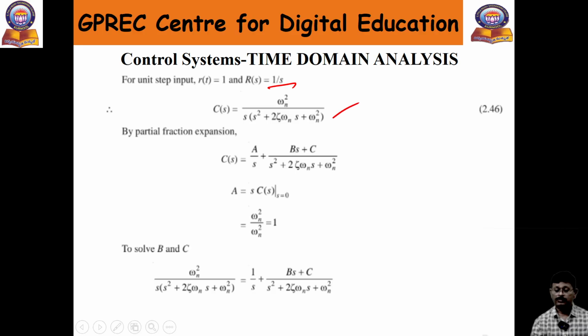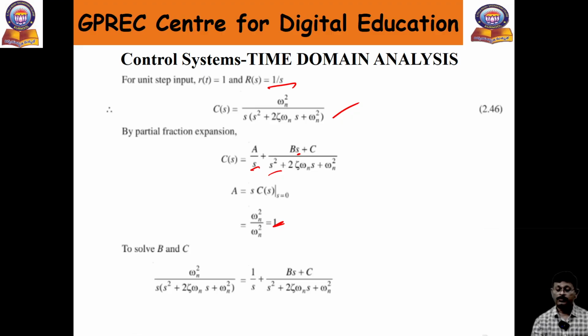Now apply partial fractions: A by s plus Bs plus C over s square plus 2 zeta omega n s plus omega n square. Since s square is present, that is why I am taking Bs plus C. When s equals 0, we can find the value of A, with the other remaining terms vanishing. So A equals 1.